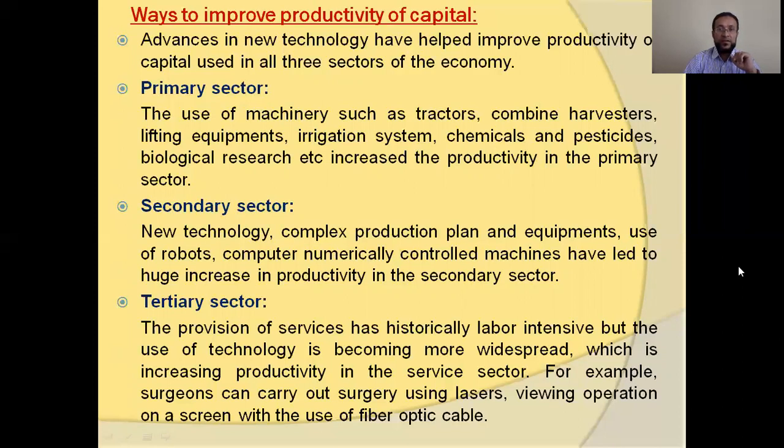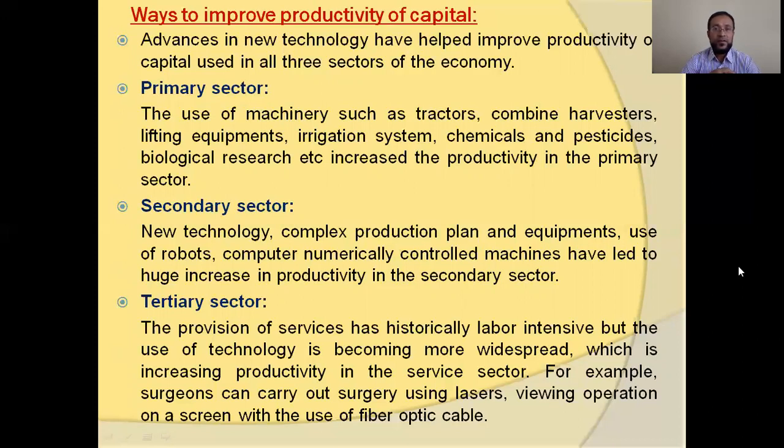Now the secondary sector. New technology, complex production plant and equipment, use of robots, computers, and numerically controlled machines have led to a huge increase in productivity in the secondary sector. That means here also machines, equipment, sophisticated technology, all these as the capital, all these help to increase the productivity in the secondary sector.